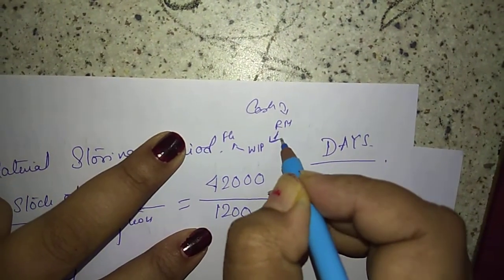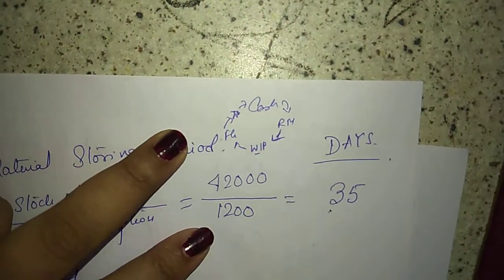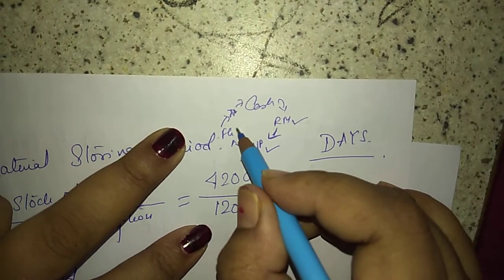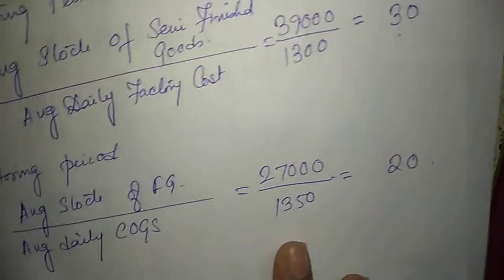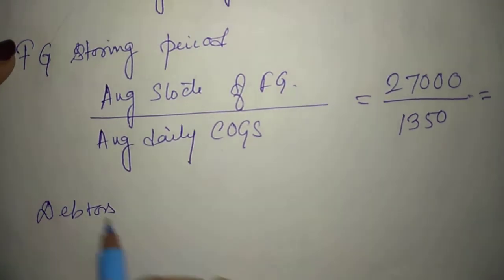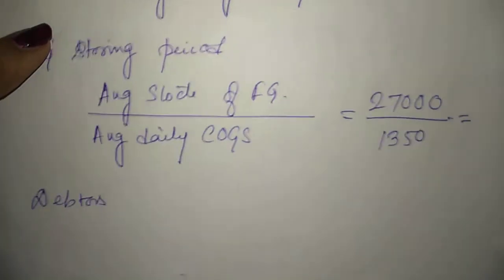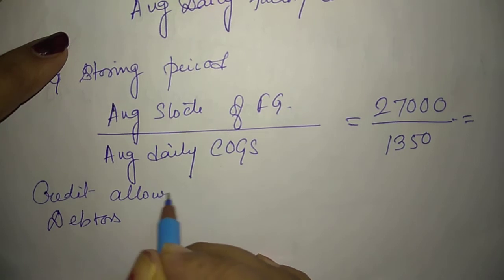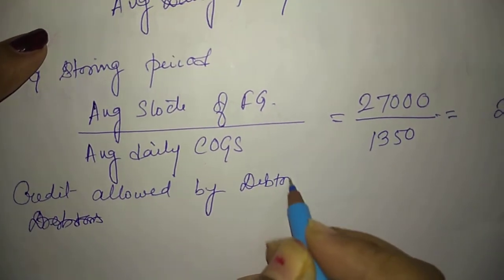Means I have introduced the raw material, it is still in process, then it is getting converted to finished goods, then it is creating debtors, then it is creating cash. So we are done with raw material holding, we are done with WIP holding, we are done with finished goods holding. Next we will be doing debtors holding period. Okay. So next is debtors, or this is not debtors holding, the word should have been credit allowed by debtors. Okay. Credit period allowed by debtors.